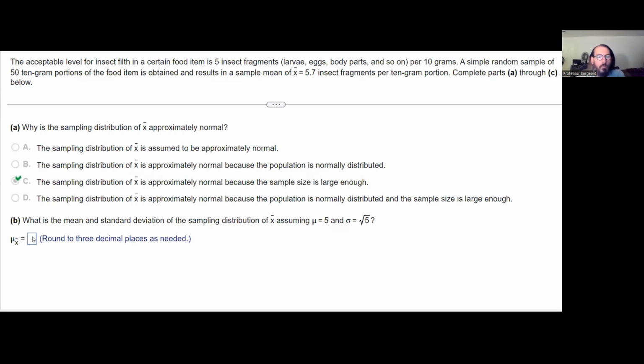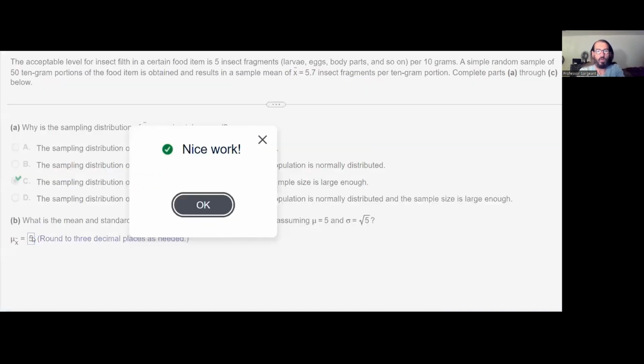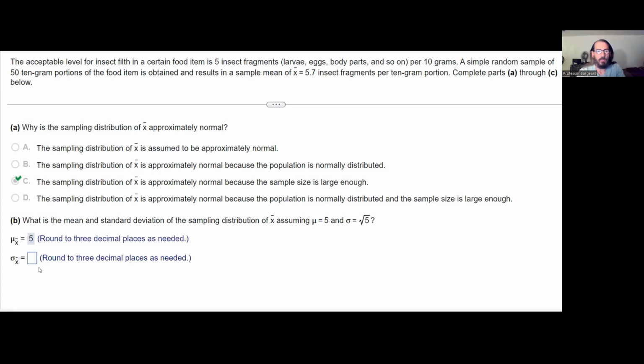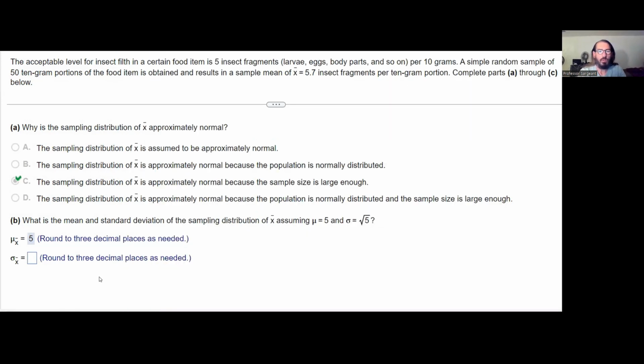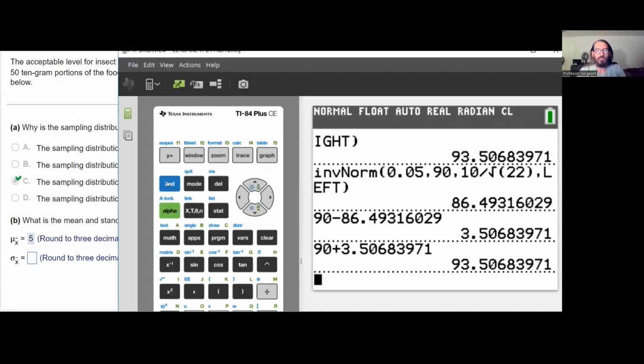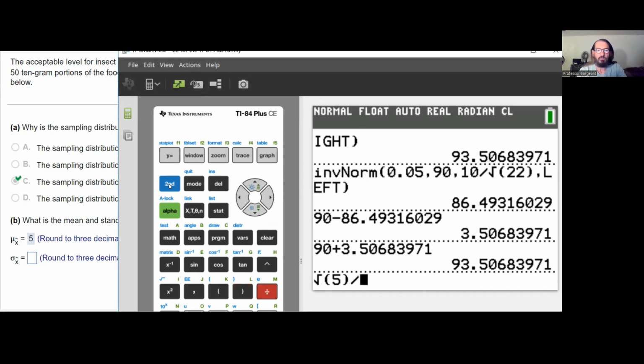The mean for the sampling distribution of X bar will equal the population mean. No rounding needed there. And the standard deviation will be the square root of 5 that we have for sigma divided by square root of 50, because 50 is the sample size. So square root of 5 was the standard deviation for the population. And we're not dividing by 50, but by the square root of 50.